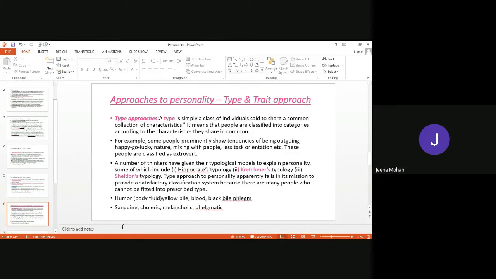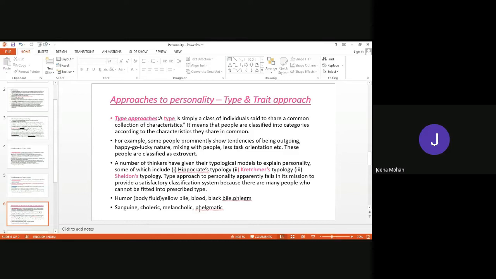Then next is the phlegmatic. People who come under this category are very relaxed and peace-loving, or we can say peaceful. They are calm, easygoing, and there will not be any emotional outburst. So these are the four personality types mentioned by Hippocrates.